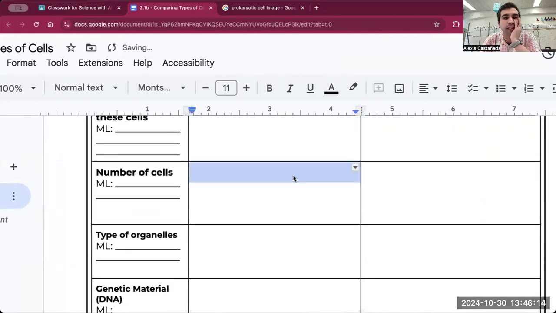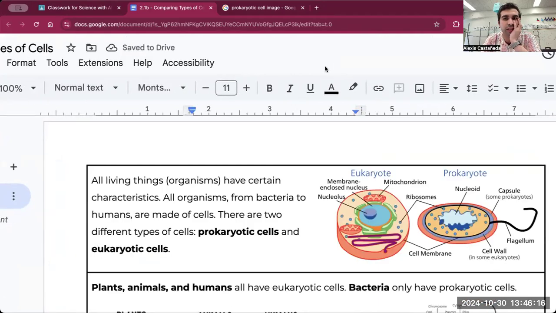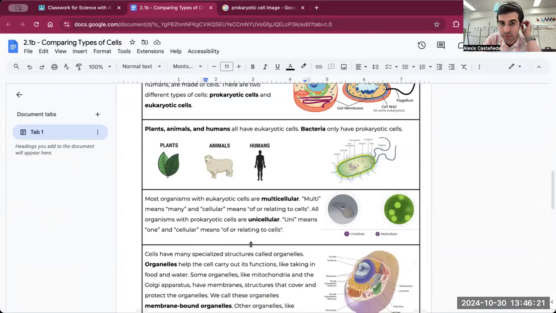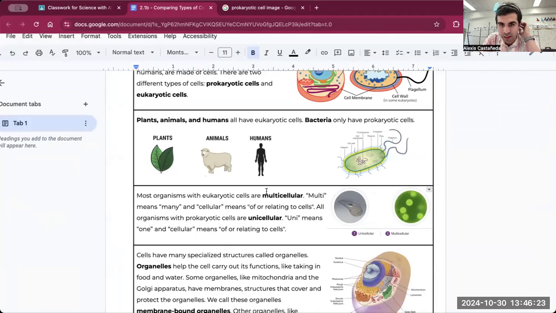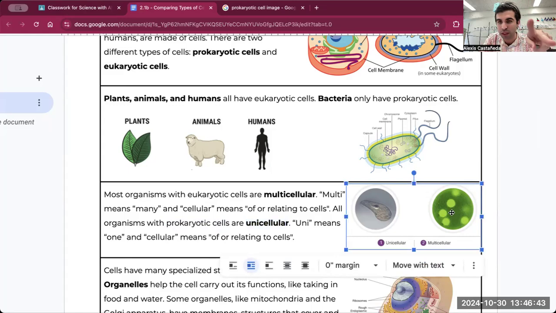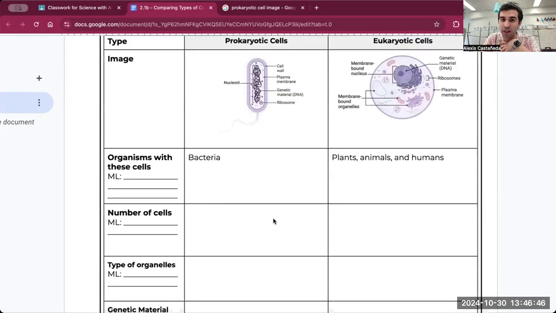Excellent. Now it's asking us for the number of cells. So let's see how many cells each of these types have. If I'm a eukaryotic organism, or if I'm a eukaryote, most organisms with eukaryotic cells are multicellular. Multi means many, and cellular means it has to do with cells. All organisms with prokaryotic cells, however, are unicellular. Uni means one, and cellular means relating to cells. So prokaryotes are unicellular; they only have one cell. Eukaryotes have many cells.